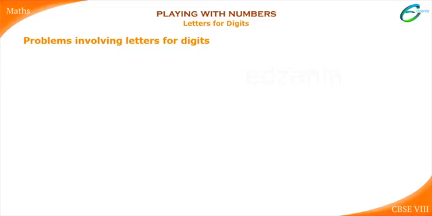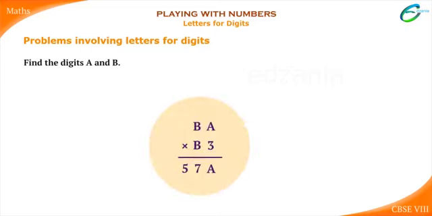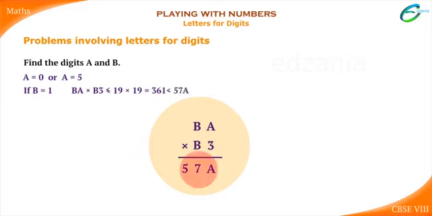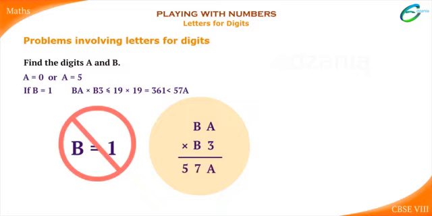Let's take another example. For the given puzzle, find the digits A and B. Since the ones digit of 3 times A is A, it must be that A is equal to 0 or A is equal to 5. Now look at B. If B is equal to 1, then BA into B3 would almost be equal to 19 into 19. That is, it would almost be equal to 361. But then the product here is 57A, which is more than 500. So we cannot have B equal to 1.